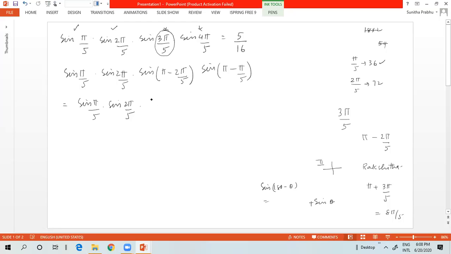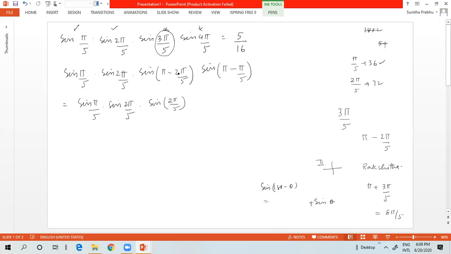So you will get sine what here? What should we put inside? The theta. What is the theta you'll put inside? 2 pi by 5. Is it 72, sir? That's all, 2 pi by 5.